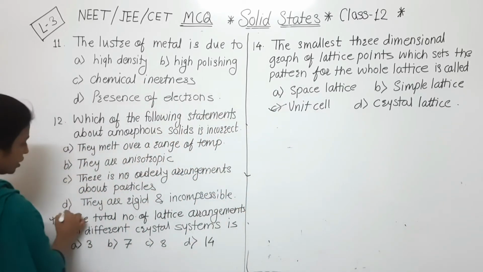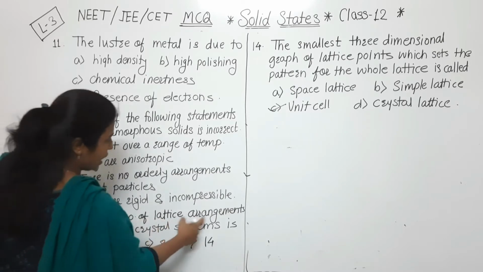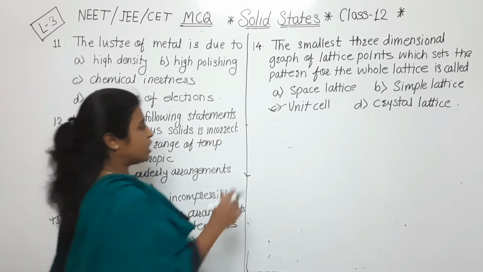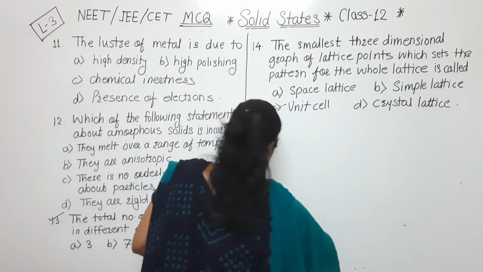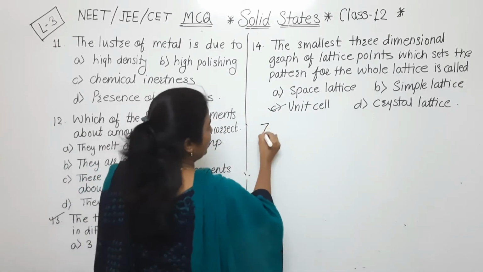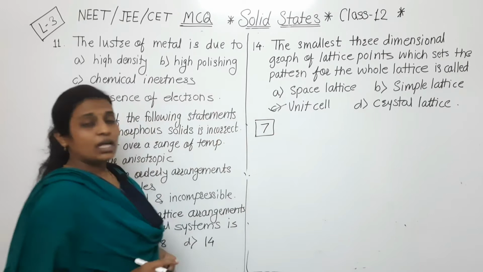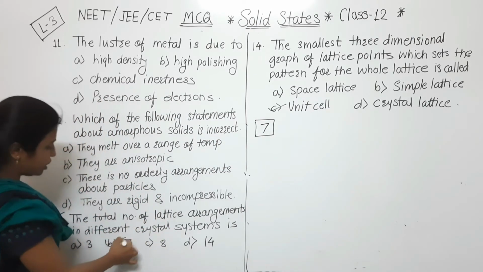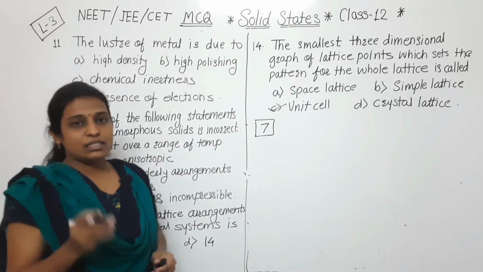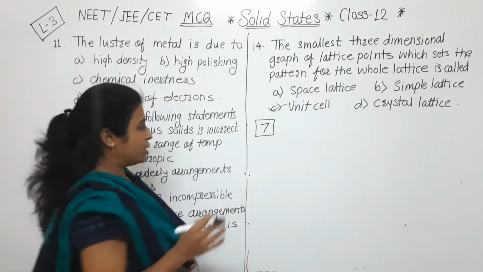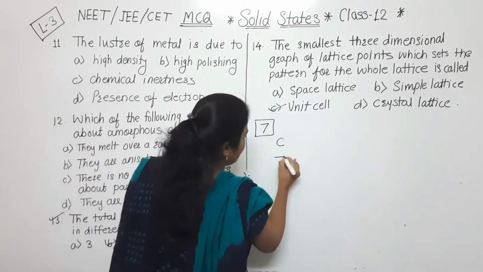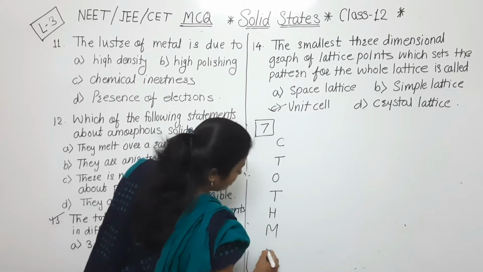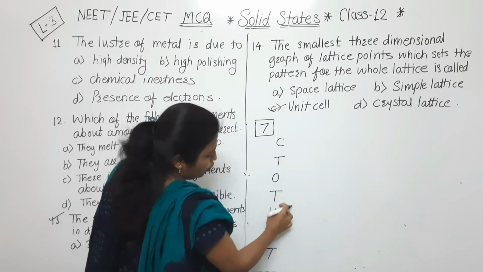Next one, the total number of lattice arrangements in different crystal systems is. Here if we consider the crystal system, there are 7 ways of the arrangement. Now how to remember these 7 ways? Its answer I will tell you is 7, but which are these? For that I will give you a simple trick. That is CTOTHMT.